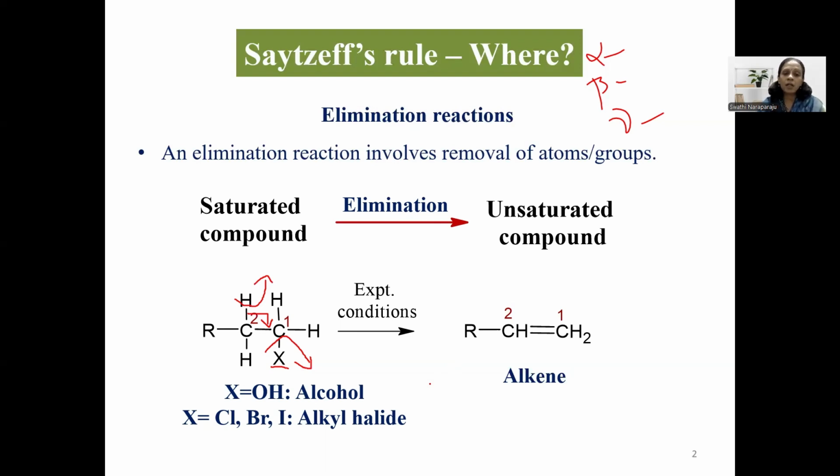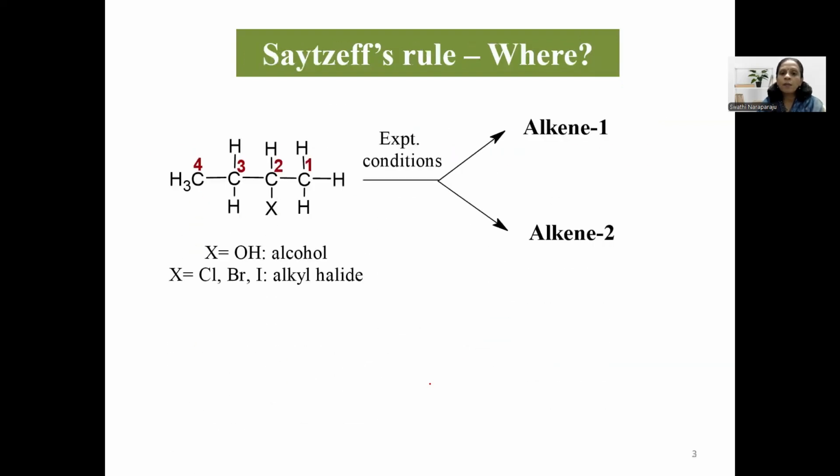But in certain alcohols as well as alkyl halides, there will be a possibility of formation of many alkenes, that is, multiple alkenes as the products. For example, here the X group, which can be a hydroxyl group or halogen, is removed from the second position. Now the neighboring carbons, C1 and C3, both have hydrogens. Hydrogen can be removed from the first carbon atom so that we get alkene 1 as the product. On the other hand, hydrogen can be removed from the third carbon atom, and in that case we get alkene 2 as the product.